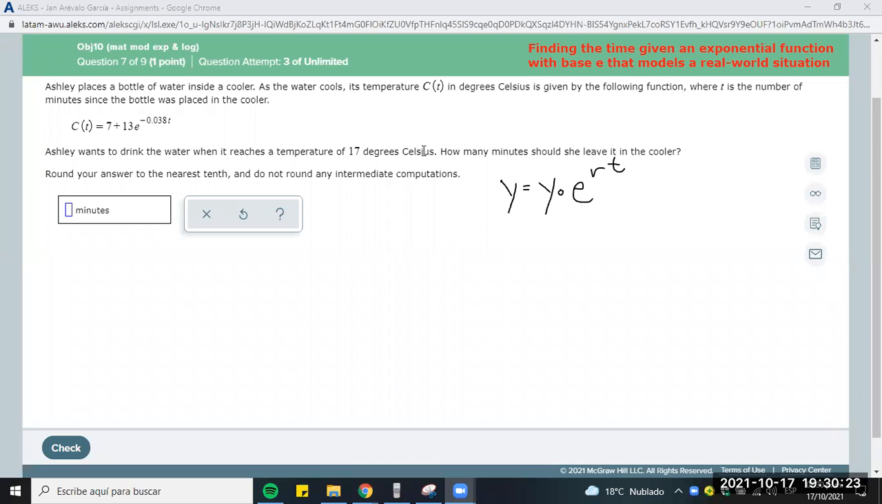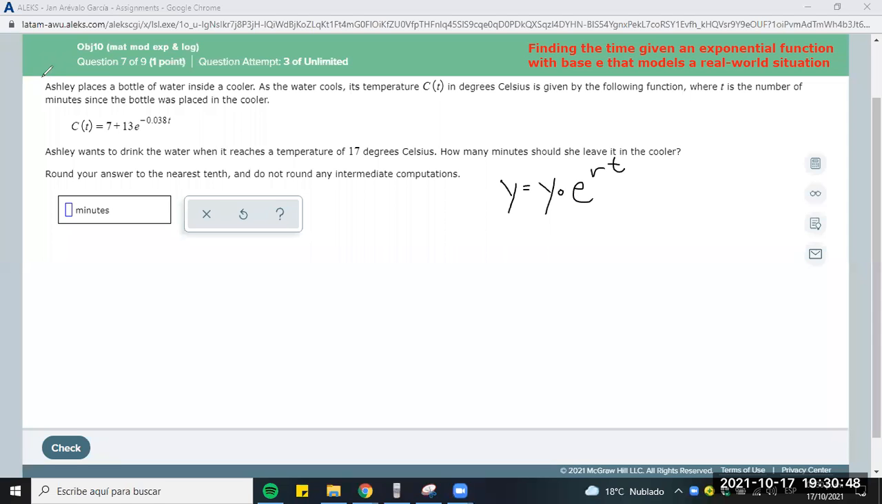Okay, let's do this one called finding the time given an exponential function with base e that models a real world situation. So right now we're dealing with continuous changing models, right? Because we have base e in the exponential. So let's read the problem. It's a real world situation.